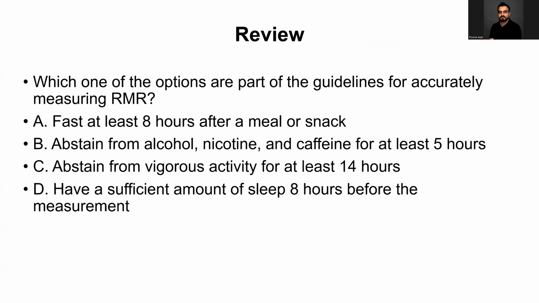Let's answer this question together. You can pause the video and answer on your own and then resume watching the rest of the video. Which one of the options is part of the guidelines for accurately measuring resting metabolic rate? A, fast at least 8 hours after a meal or snack. B, abstain from alcohol, nicotine, and caffeine for at least 5 hours. C, abstain from vigorous activity for at least 14 hours. D, have a sufficient amount of sleep 8 hours before the measurement.